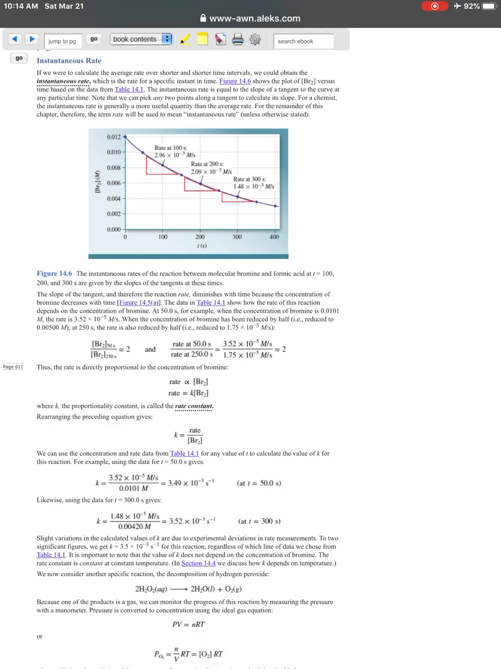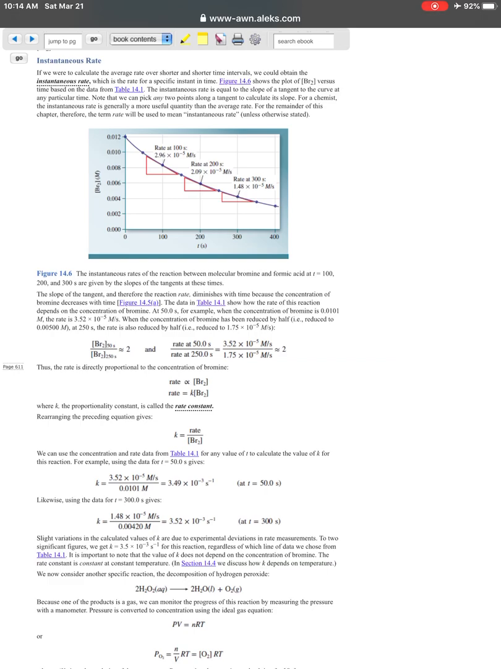Therefore, concentration of bromine at 50 seconds divided by concentration of bromine at 250 seconds is about equal to 2. And the rate at 50.0 seconds divided by the rate at 250.0 seconds is equal to 3.52 times 10 to the minus 5 molarity per second, divided by 1.75 times 10 to the minus 5 molarity per second. That's approximately equal to 2. So, thus, the rate is directly proportional to the concentration of bromine. The rate is equal to K times the concentration of bromine, where K, the proportionality constant, is called the rate constant. Rearranging this preceding equation gives that K is equal to the rate divided by the concentration of bromine.